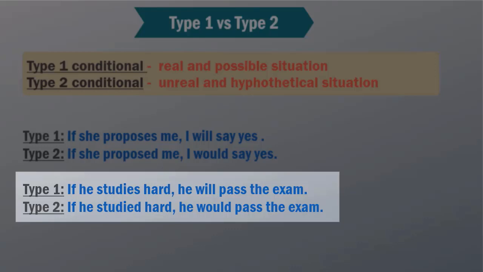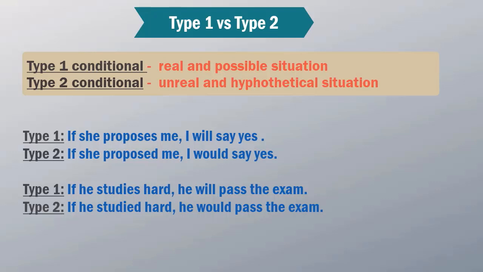If he studies hard, yes, that's a real situation. He is going to study hard. And if he does, he will pass the exam. There are good chances, right? So that is the difference between a first conditional sentence and a second conditional sentence.